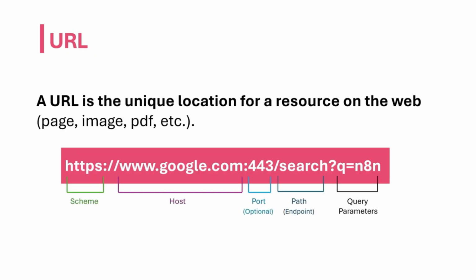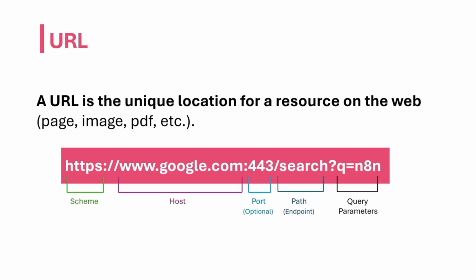So first of all, URL, Uniform Resource Locator. It is the unique location for a resource on the web, like a page, image, PDF, etc. So here in this example, https colon slash slash, as we see, we have created separate parts so we can understand it easily. Here the first part is the scheme. It tells the browser which protocol to use. Usually HTTP or HTTPS are the most utilized.